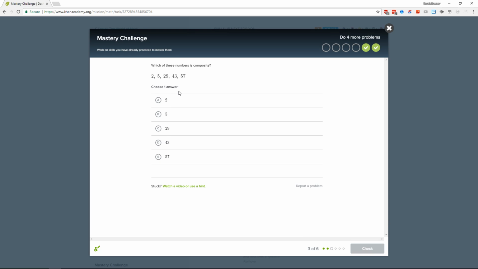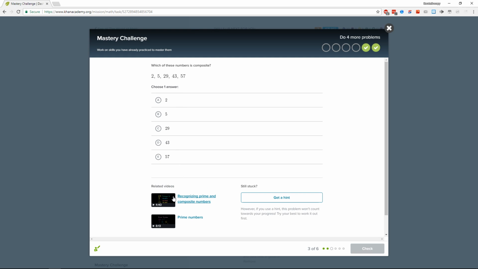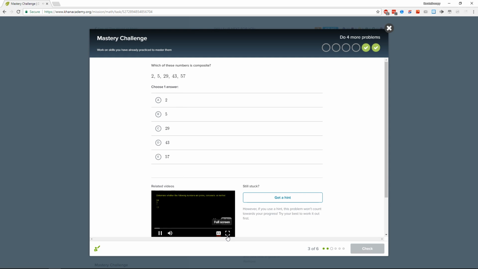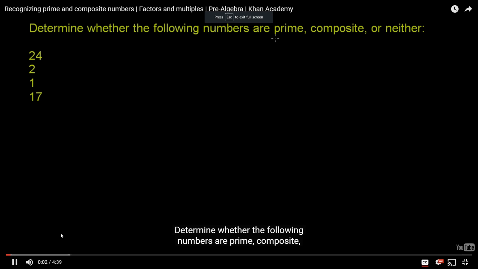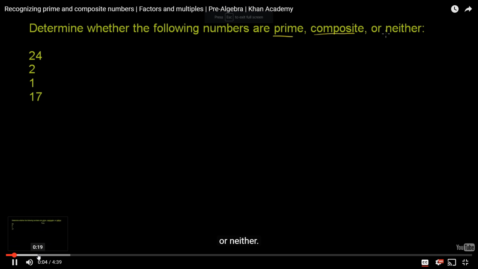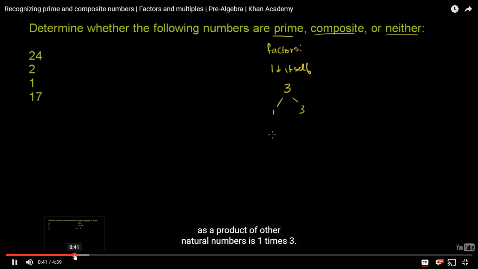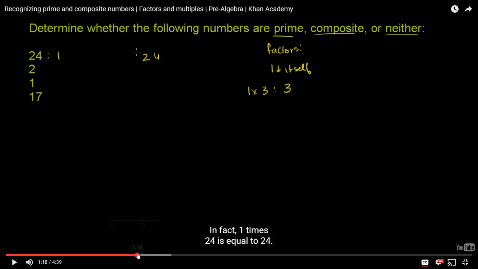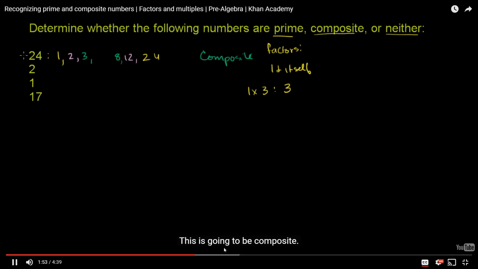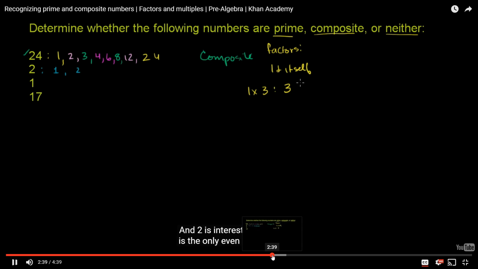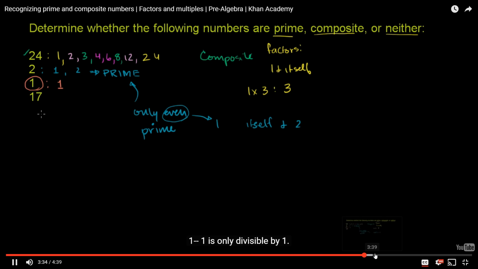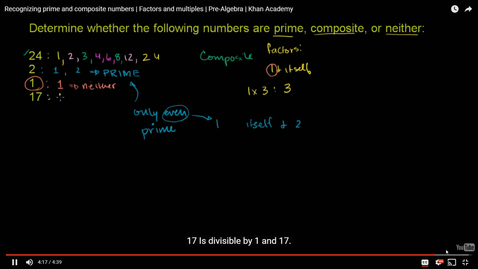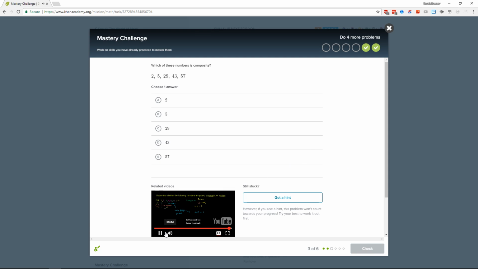Which of these numbers is composite? I don't know. Determine whether the following numbers are prime, composite, or neither. Is it prime? Composite has more than just one factor, not prime. Examples of that. 24 is composite. Prime numbers are divisible only by 1 and themselves, not by any other number.